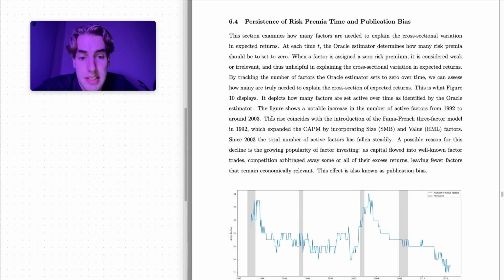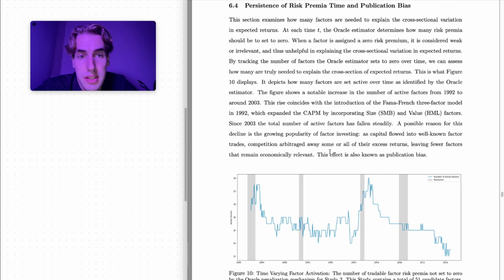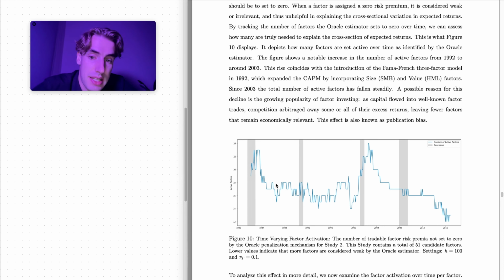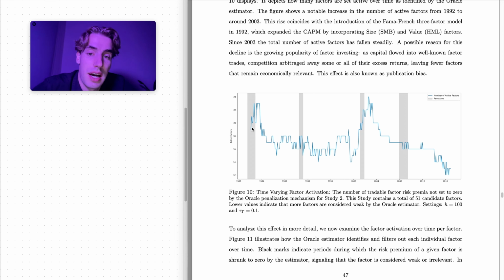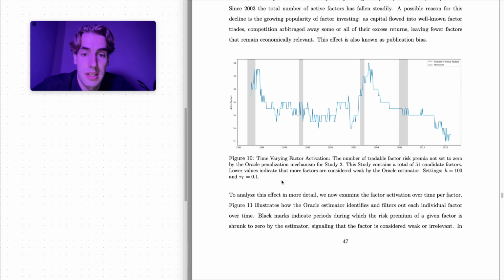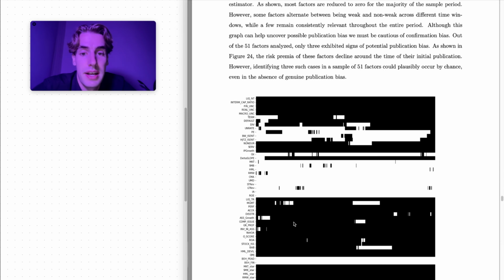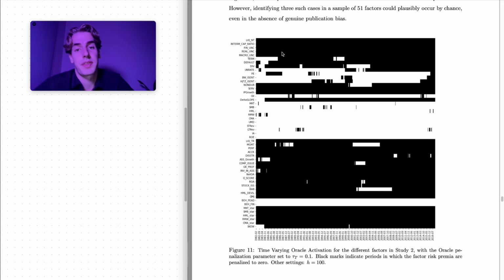Persistence of risk premia is then there because with that oracle estimator we can see how many factors are being set active at each point in time. This plot depicts that. It shows you how many factors are active. It goes up, it goes down. Not many factors are needed here, or not many factors are relevant. Then apparently more are relevant, and then fewer are relevant over time. We can think about reasons for that, as is done in the paper.